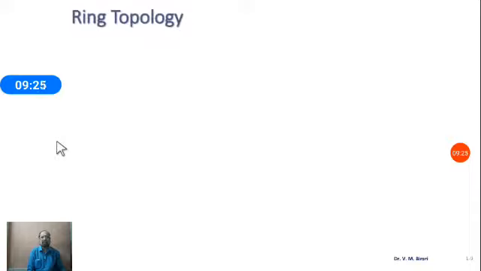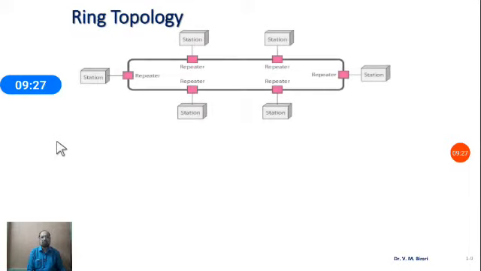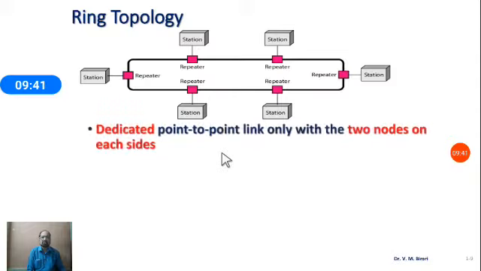Then next will be the ring topology. In the ring topology, observe that the total channel is communicating in the form of a ring, and all nodes are connected to it, and hence it is called a ring topology. It is a dedicated point-to-point link with only two nodes on each side. So two nodes on each side, traffic in one direction, and repeaters are used.